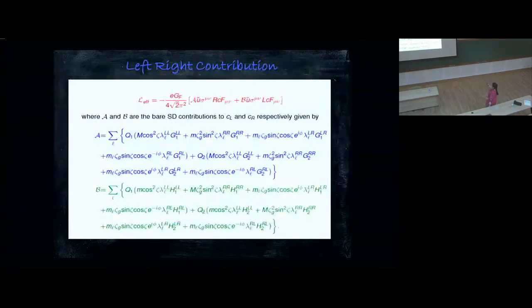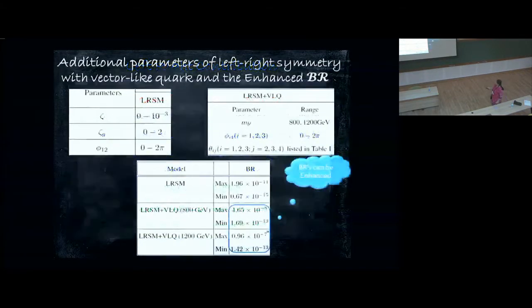So this is now my left-right contribution. I'll not go into all the details, but just point out that in addition to your left-left terms and the right-right terms, you have the LR terms and so forth. And you have this A piece and B piece. So basically, you'll have both the left-handed and the right-handed contributions, and your photon can therefore be right-handed as well.